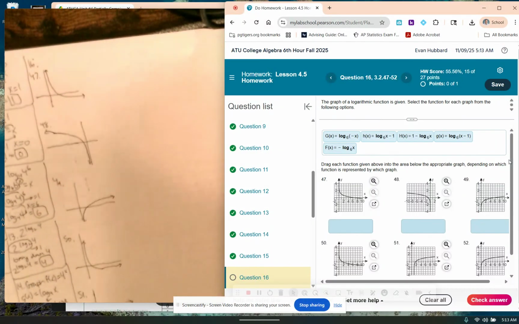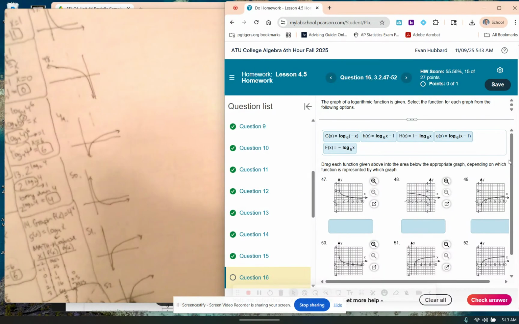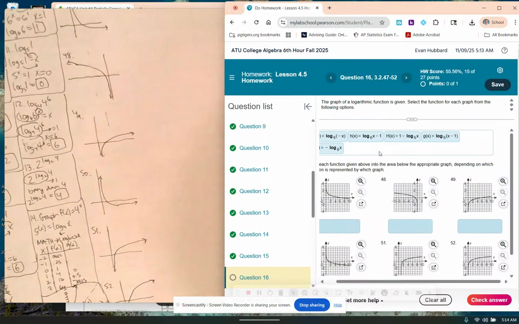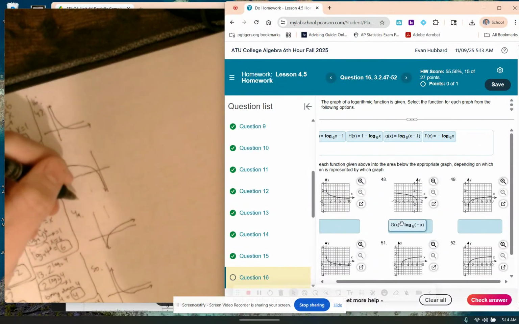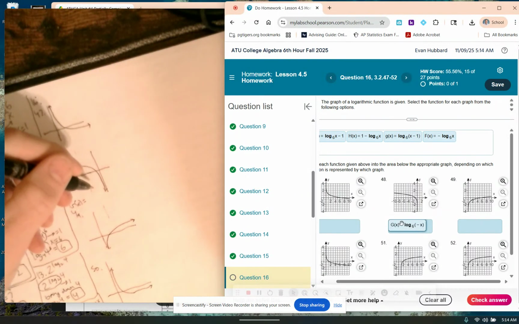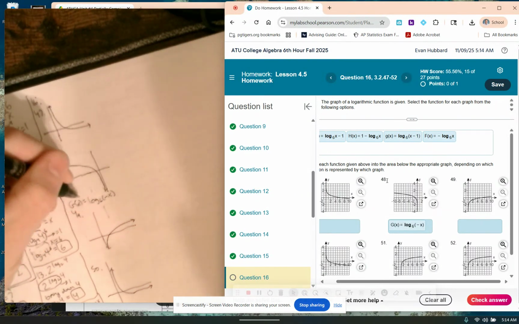So it's going to be this one, this one flipped over the y-axis, okay? So flip it over the y-axis. That's going to make it go like this. And so that looks like 48 to me. So 48 would be g of x equals log base 6 of negative x. Okay.